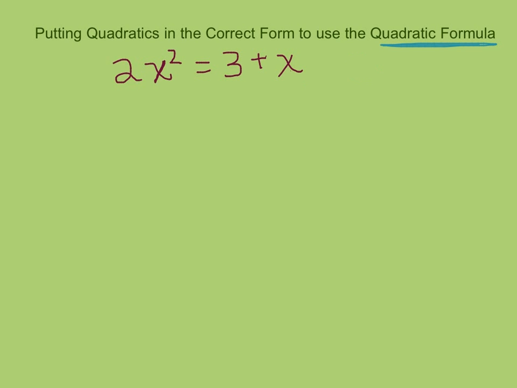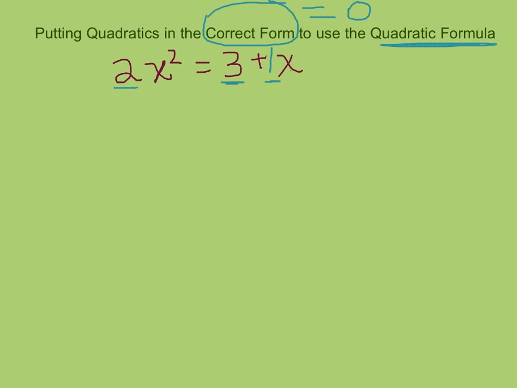Alright, so here's an example. Now, first thing I want you to do is get any thoughts out of your mind that will tell you that your A term is simply 2, and your B term is 1, which is imagined there, and your C term is 3. That's incorrect. If it's not in the correct form, then it's not going to work. So we have to put it in the correct form, which is going to say equals 0.